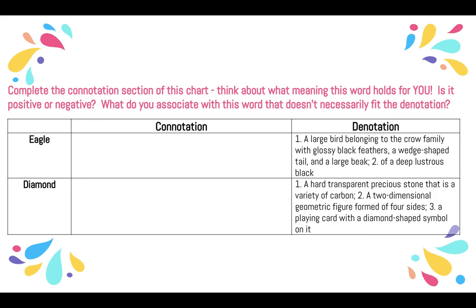For diamond, maybe you think of the stone. Maybe you think of baseball. Maybe you think of solitaire. There's a variety of different connotations that you may have for the different words on that chart. Your job is to complete it and tell me what connotations you have with those different terms.